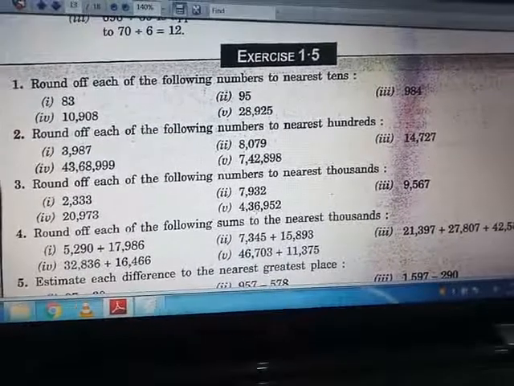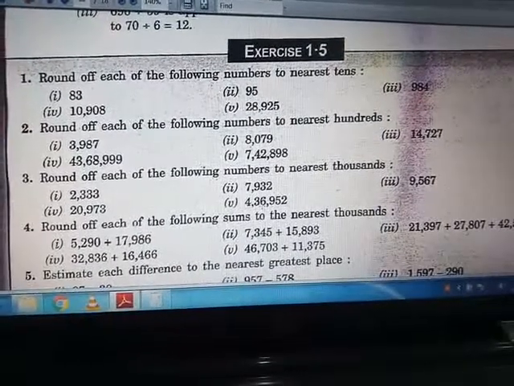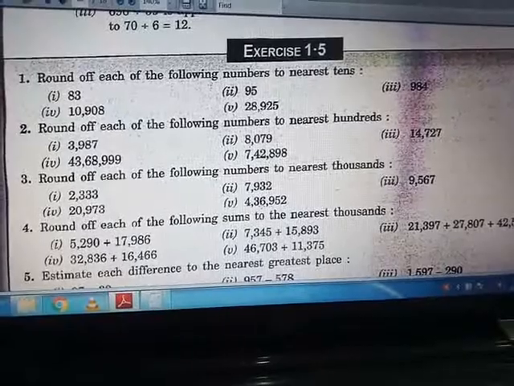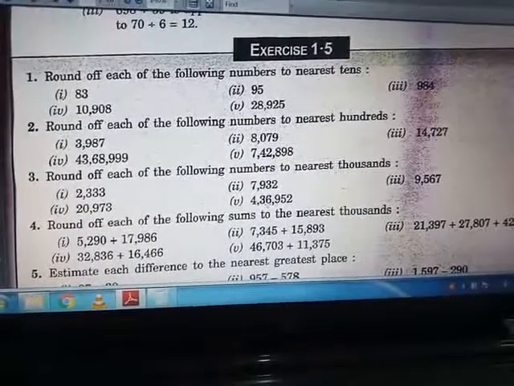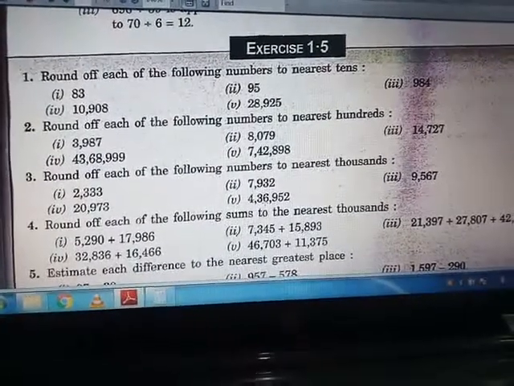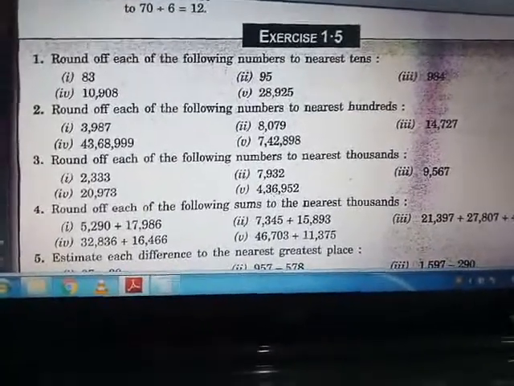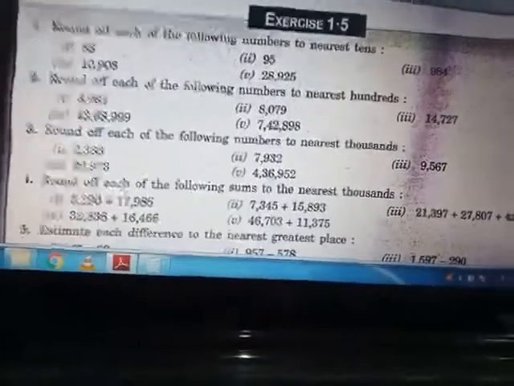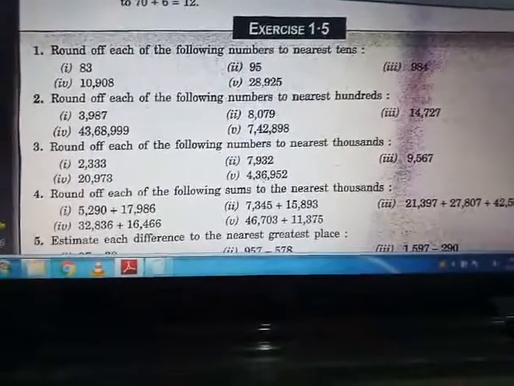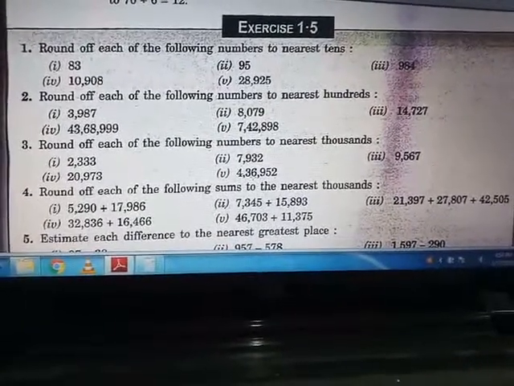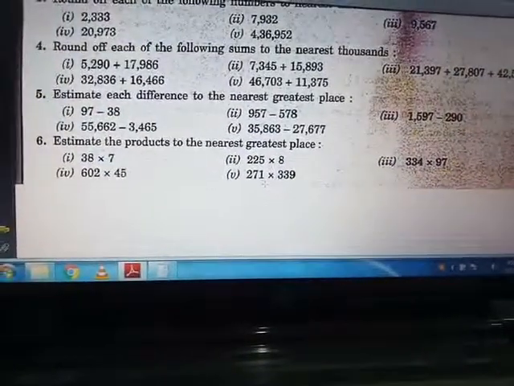Exercise 1.5. In the previous video we studied the nearest tens, nearest hundred, and nearest thousand, and your assignment was question number 1 to question number 5. Now we will start question number 6 in this video.